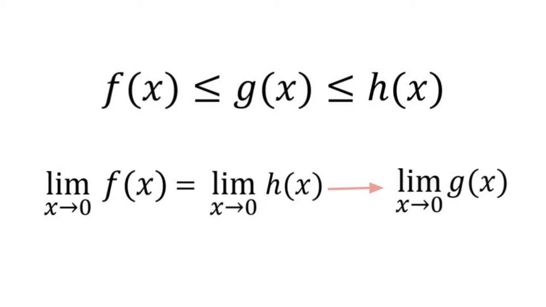Now through the squeeze theorem, if we set up an inequality where g of x, our original equation, is between the functions of f of x and h of x, and we find out that the limits of the functions are also equal as x approaches 0, we can assume that the limit of g of x also has the same limit.